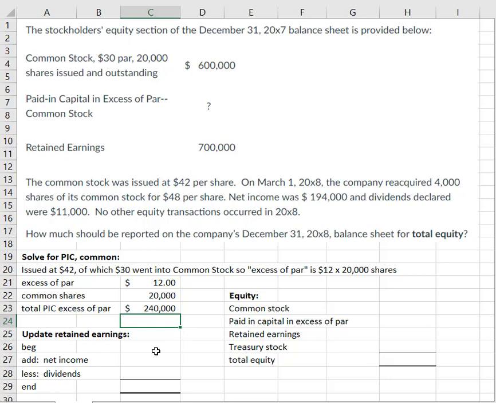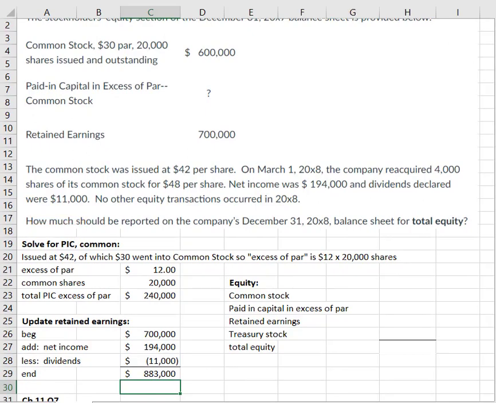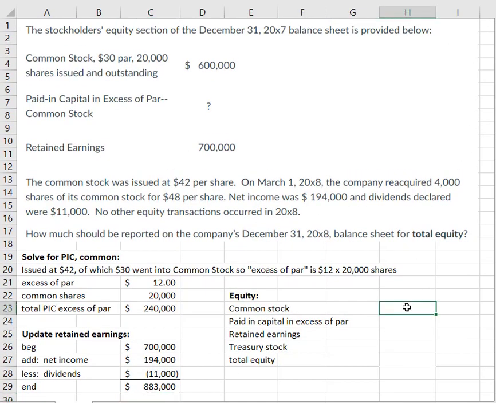Then they give us some new activity that impacts retained earnings. They tell us net income and the dividends. So beginning retained earnings was given, and net income makes retained earnings go up, and dividends make retained earnings go down. So then you can calculate the new retained earnings. And so common stock didn't change. There wasn't any more shares issued. We now know the paid in capital in excess of par. We know the revised retained earnings.